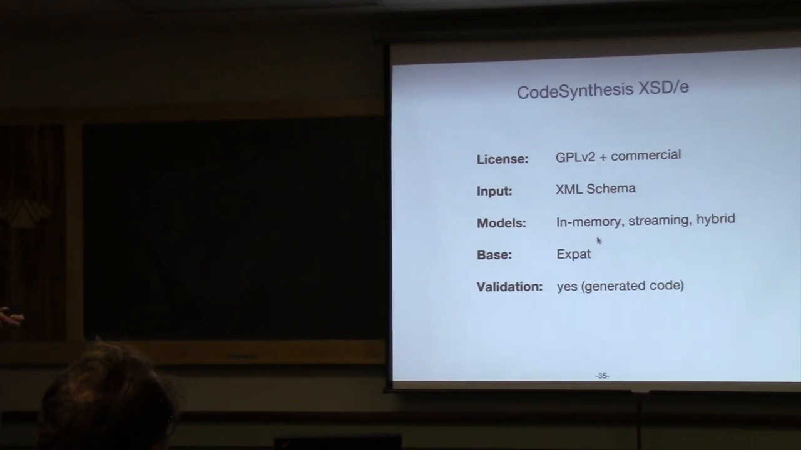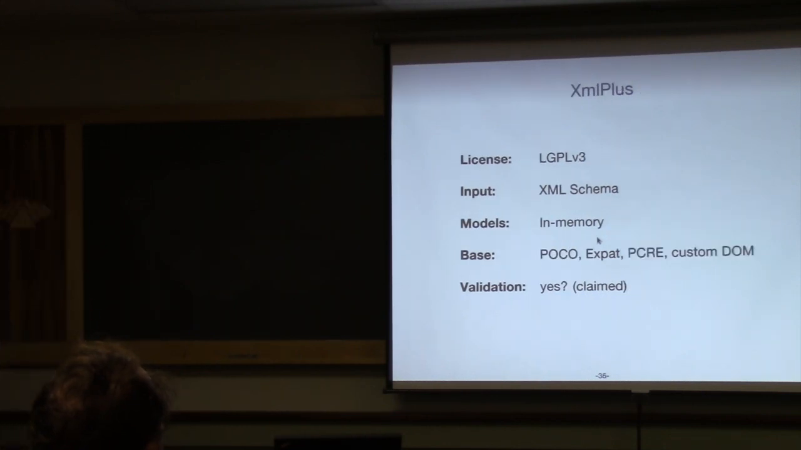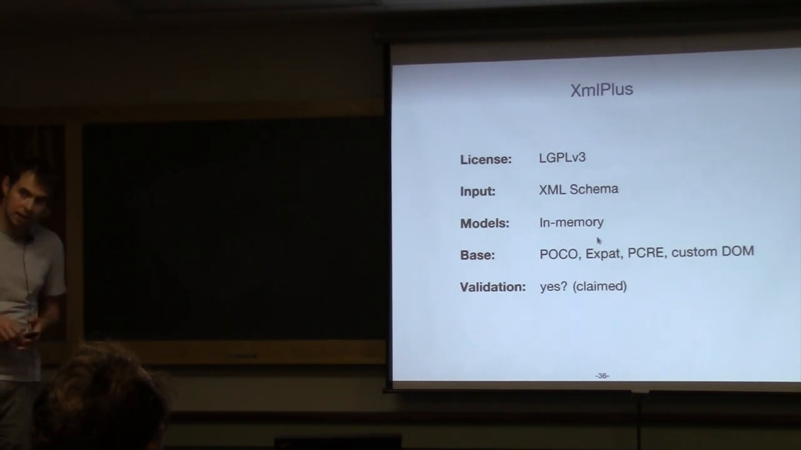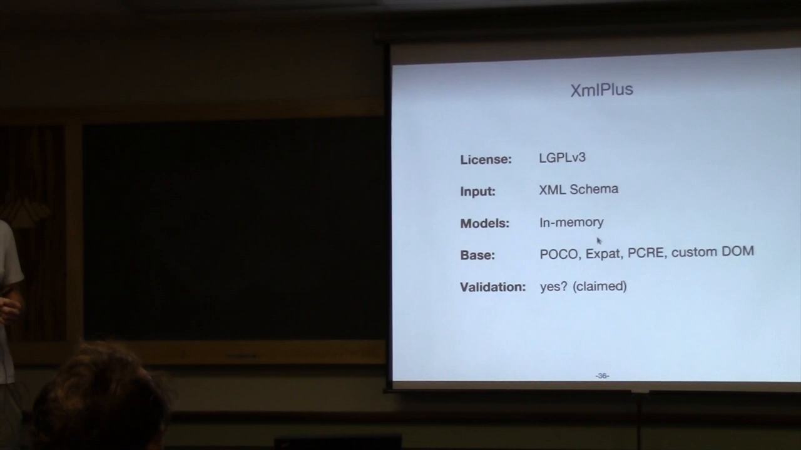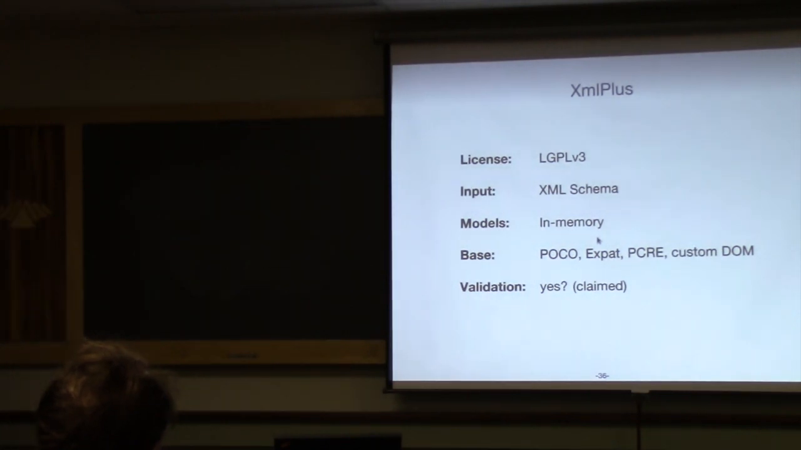XSD/e was specifically designed for mobile and embedded systems. It's a lot more basic than XSD, but is extremely portable and compact, and can work without exceptions, STL, and so on. XML Plus is a relatively new project. I had a hard time finding much information on it. The XML Schema support seems to be very limited, and they claim that they've built a custom validating DOM parser on top of Expat. I went to check the validation code and I wasn't really convinced, but you can check it for yourself.